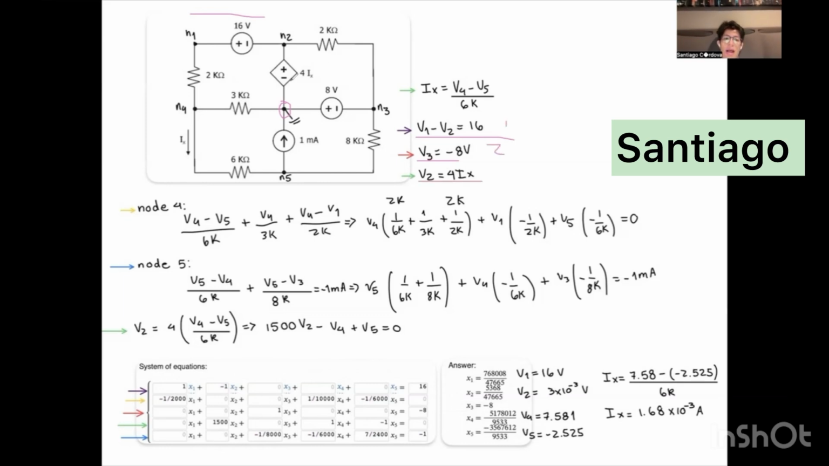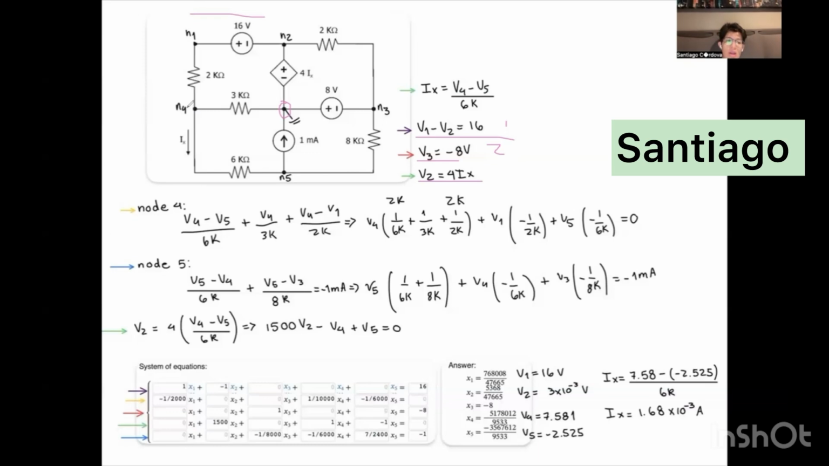Then we have here something that is kind of the same thing, but we have a dependent source. We have 4ix. So we can define ix equals V4 minus V5 divided by 6k. This is going to be very important because we are going to use it in the future. And we defined it because V4 is traveling to V5, so we can put V4 minus V5, and it's going to be passing through the 6k resistance. So we divide it by 6k. So now that we have our equations, we can start analyzing node 4.